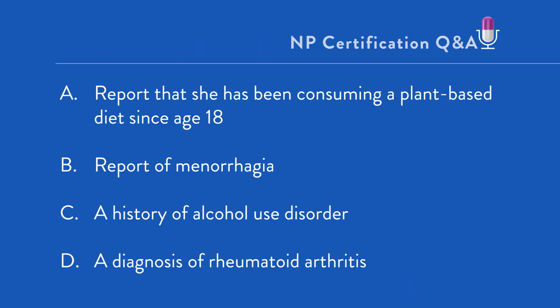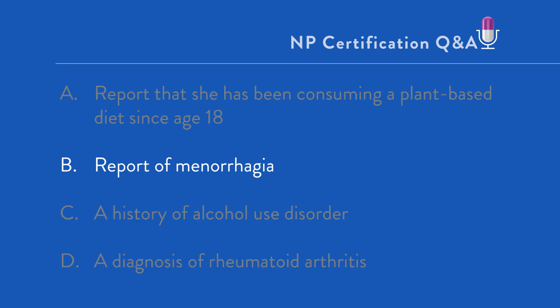A, report that she has been consuming a plant-based diet since age 18. B, report of menorrhagia. C, a history of alcohol use disorder. D, a diagnosis of rheumatoid arthritis. And the correct answer is B, report of menorrhagia.